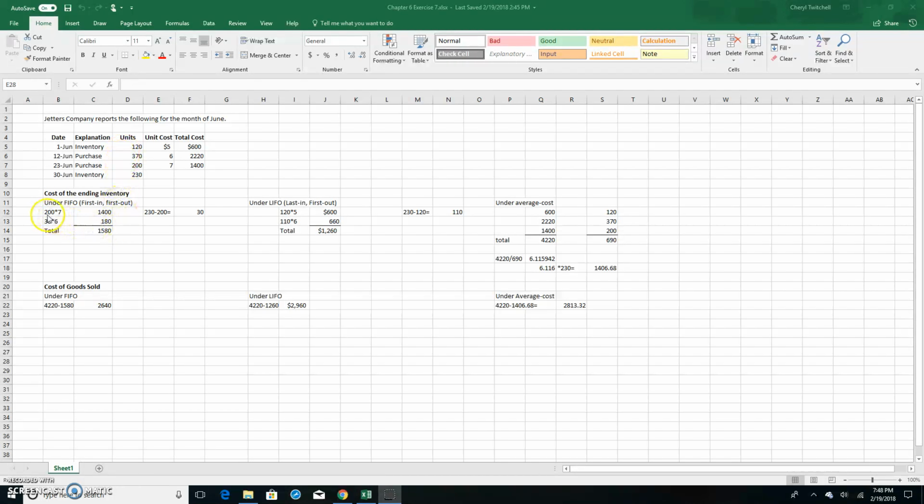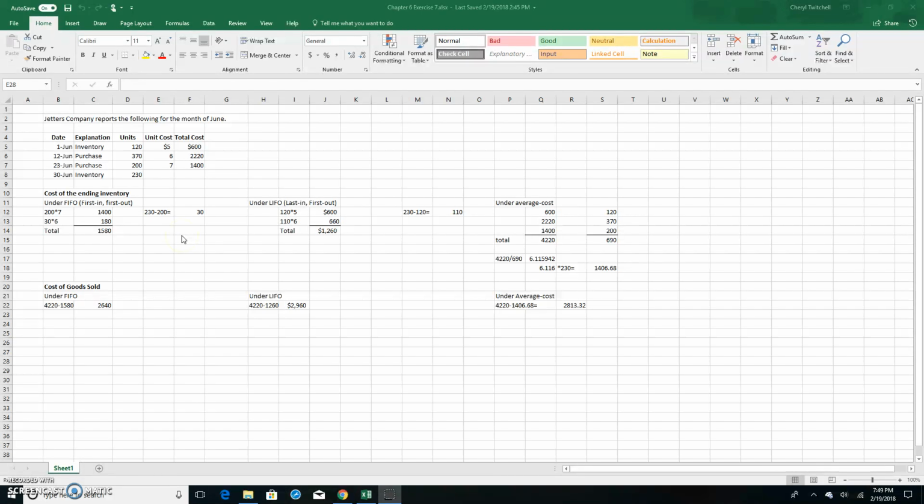But we start here, we have 200, that is our purchase inventory for June 23rd. We multiply that by 7 and we come up with $1,400. And I've got a little formula here: we have 230 of our ending minus 200 that we used, and we have 30 left. So we go 30 times the $6 unit cost on June 12th, and that's equal to 180. So basically you add these together and you come up with 1,580 for the cost of ending inventory for FIFO.